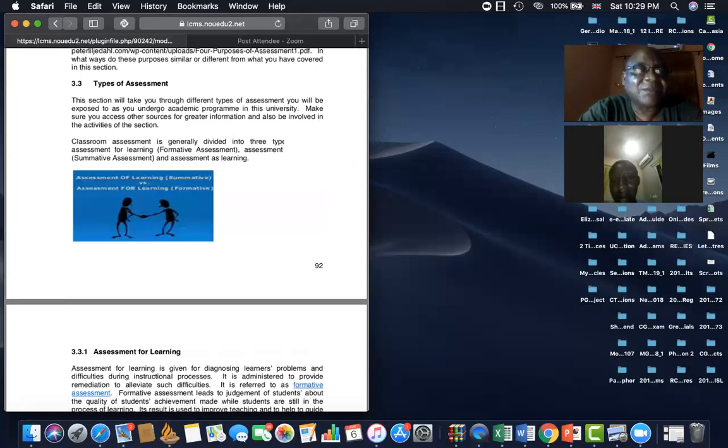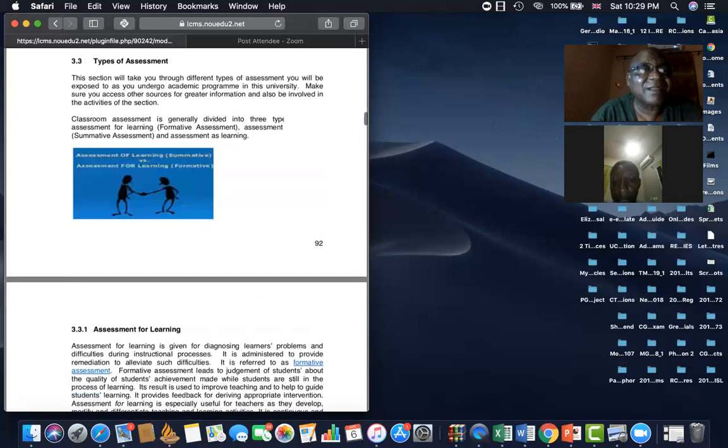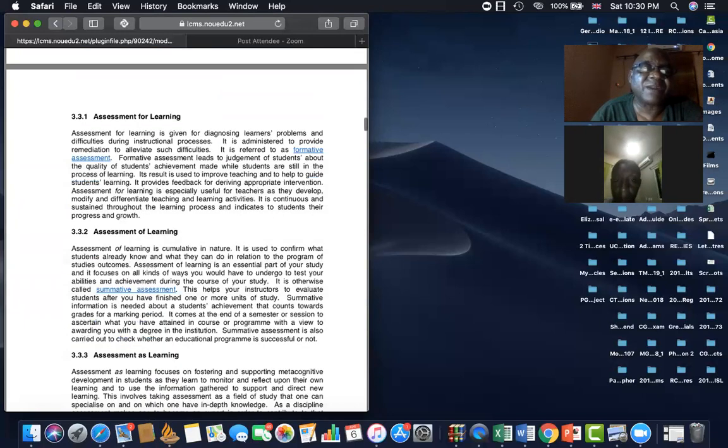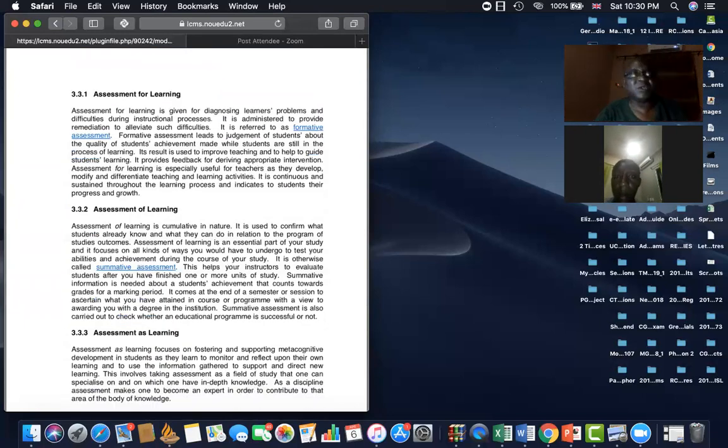Now, types of assessment. You have what we call assessment for learning. Mostly what we mean by assessment for learning is formative assessment. In other words, when you are doing assessment for the purpose of making students learn. That's why they call it assessment for learning. Then you have assessment of learning, and that is when your assessment becomes summative. That's determining the extent to which a student has learned.